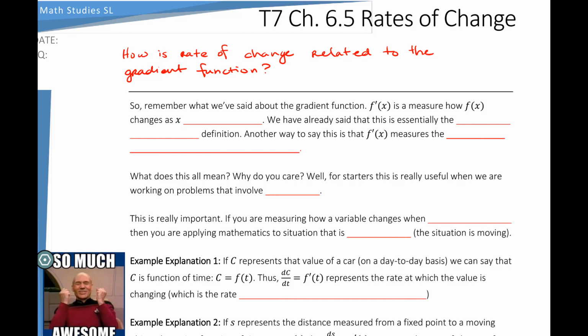This lesson is all about applying what we have already done, work with the gradient function. It's finally putting that crazy dy dx into a practical application to see what it means and why we care about it. To start off, copy down your essential question, pause and rewind if you need to, but today we are going to determine how rate of change is related to the gradient function.